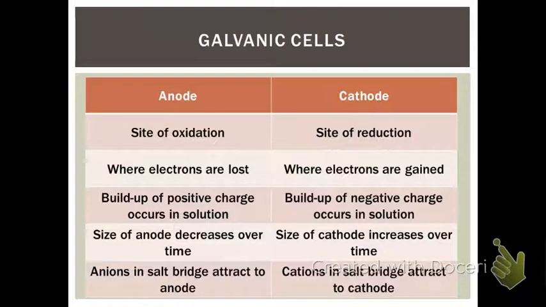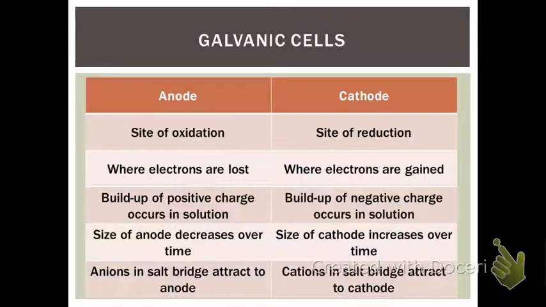The piece of metal will get smaller over time because the metal ions are leaving and becoming positively charged and joining the solution as they lose electrons. The cathode is getting larger over time because as the positive ions in the solution gain electrons, they become neutral and then join the metal bar, so it gets larger.